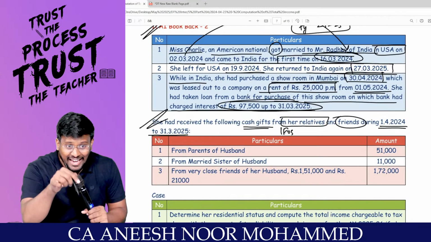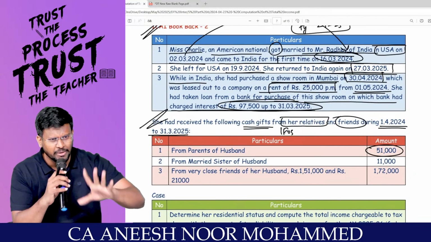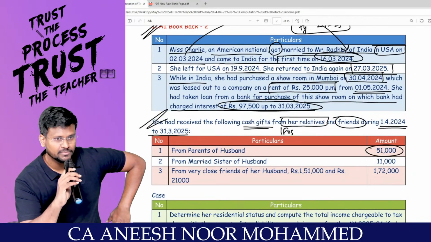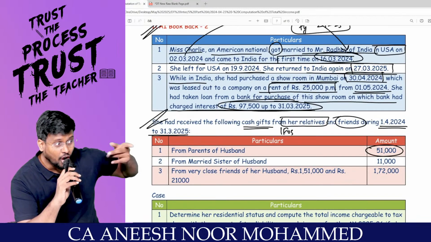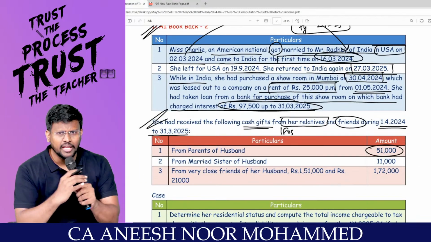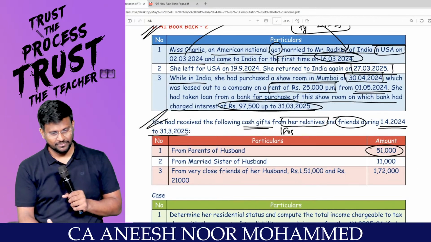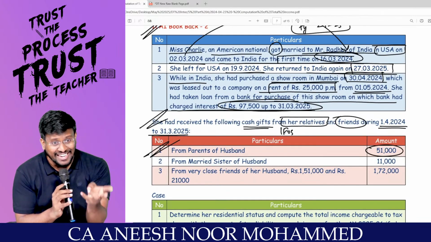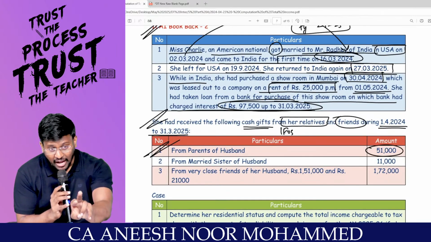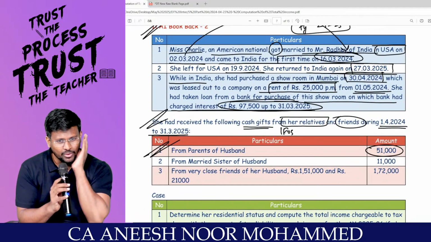From parents of husband, 51,000. First, my question: is the husband a relative? Yes, sir. Spouse. Are the parents of the husband relatives? Yes, sir. Lineal ascendant, lineal descendant of the spouse. So, this is fully exempted. From married sister of husband. So, husband is a relative.